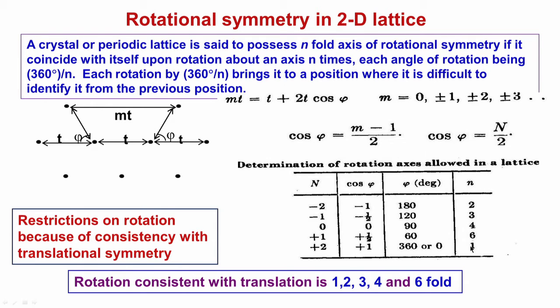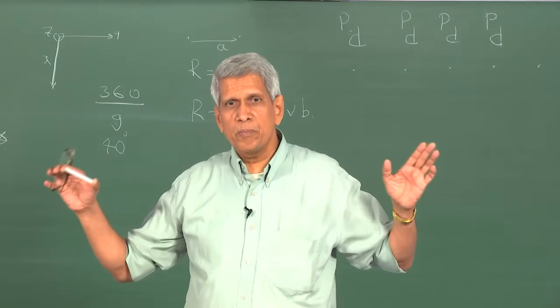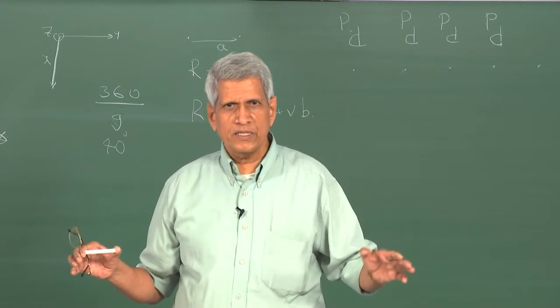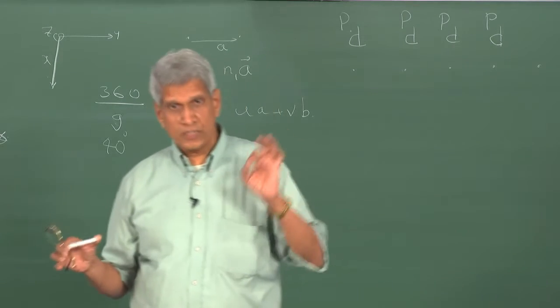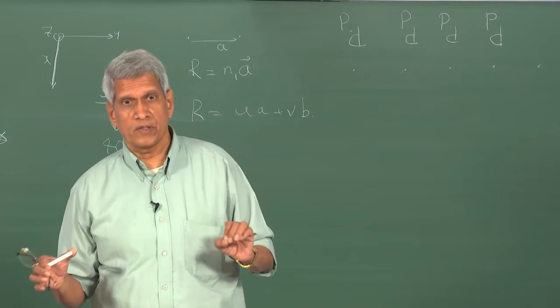We can have around a point a symmetry like this with any angle, but in a lattice only these 6 types of rotational symmetry are possible.